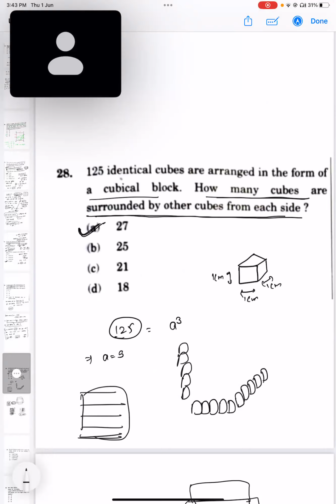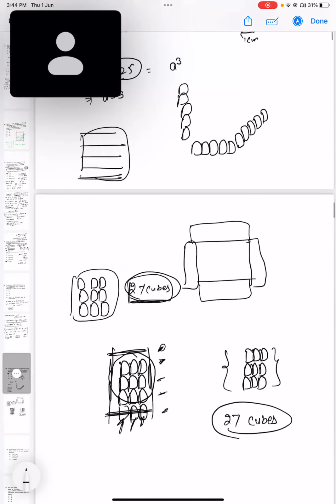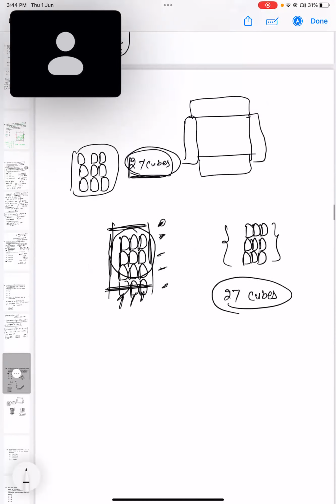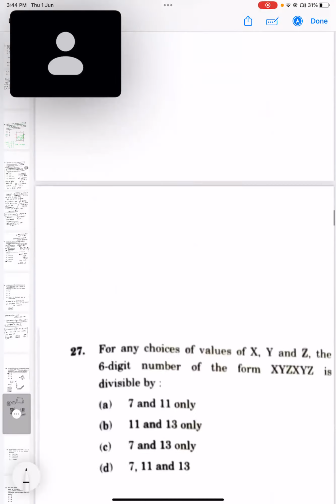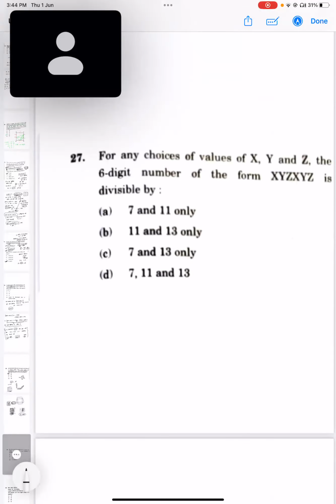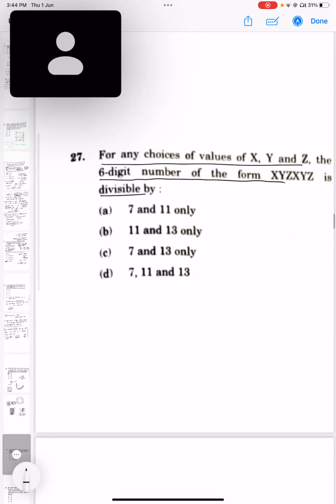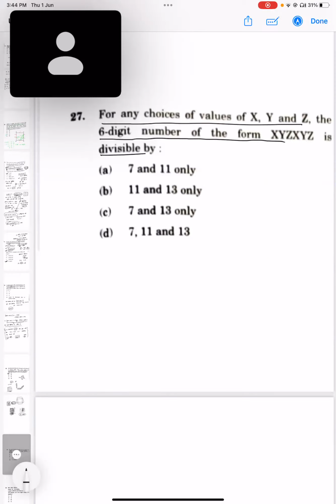Fine. Let us proceed to question number 27. It says for any values of x, y, and z, the 6-digit number of the form xyzxyz is divisible by what? Okay, fine. So let us proceed. It is giving us any choice of x, y, and z, and the 6-digit number xyzxyz. How will this number behave?